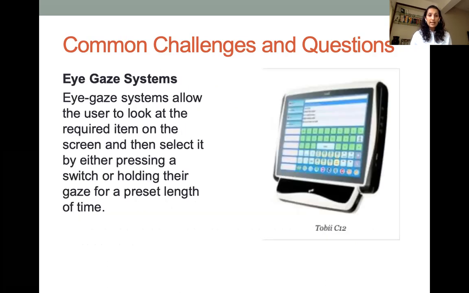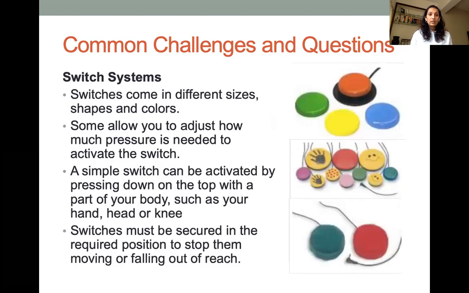So this is an eye gaze system. It activates when the user looks at the required item, and by looking at it for a few seconds, it activates. Okay, and these are examples of switches. They come in different sizes, shapes, and colors. You can adjust how much pressure you need to activate it, and you can activate it with any part of your body. Like I said, your whole hand, a finger, your head, your knee, your foot, anything, right?